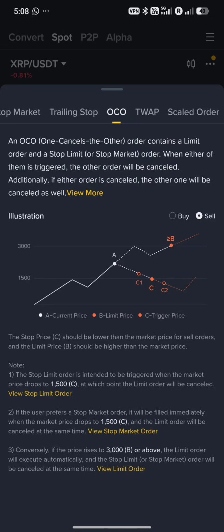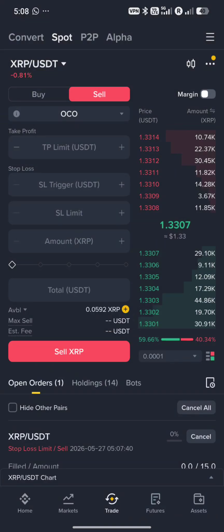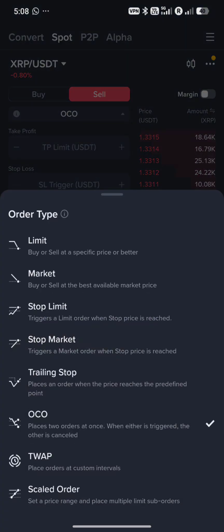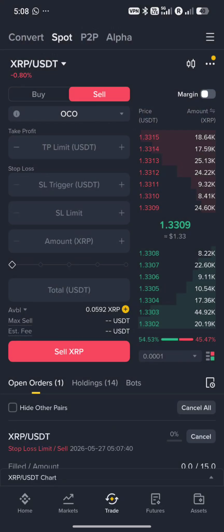With OCO, you can set both take profit and stop loss at the same time. The meaning is one cancels the other. If you set a take profit and stop loss, whichever comes first will cancel the other order. So that's just what OCO means. So you can see once you click and choose OCO, one cancels the other. You will see a take profit price and a stop loss price.